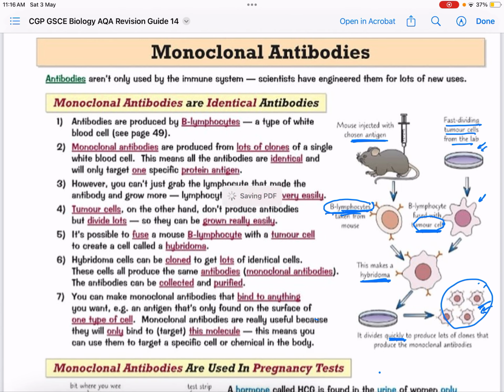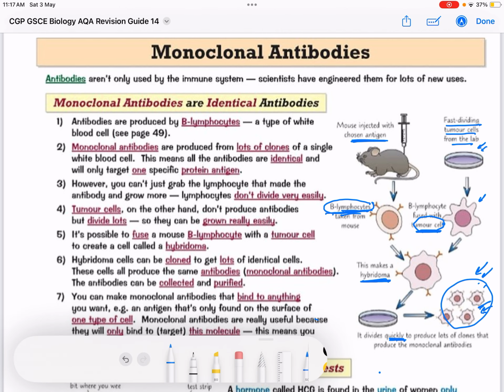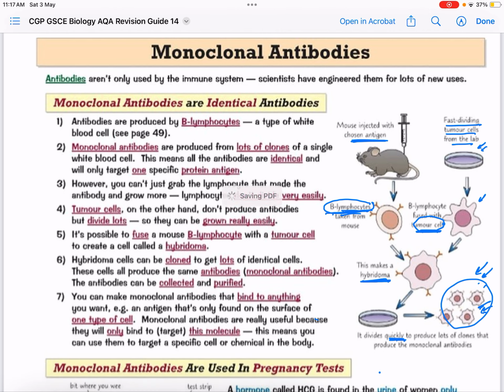So you can make monoclonal antibodies that bind to anything you want, such as an antigen that's only found on the surface of one type of cell. Now, the thing with monoclonal antibodies is that they will only bind to the target molecule, which is the antigen. So they will be specific, binding specifically onto the antigen of interest.